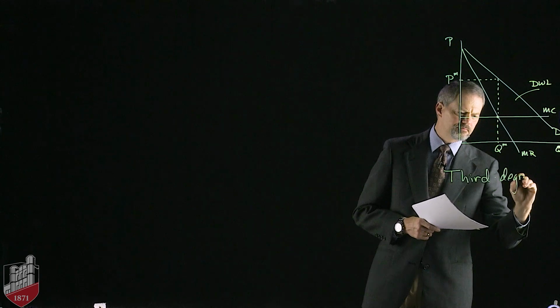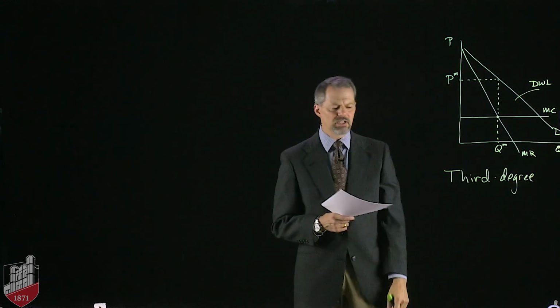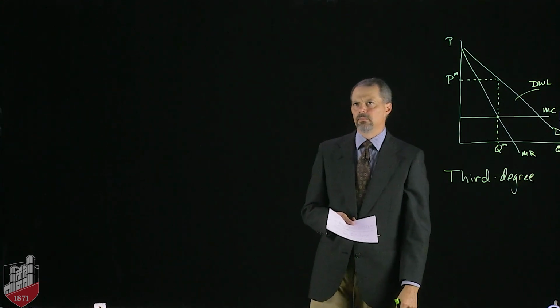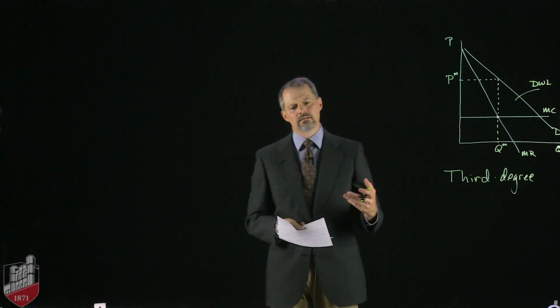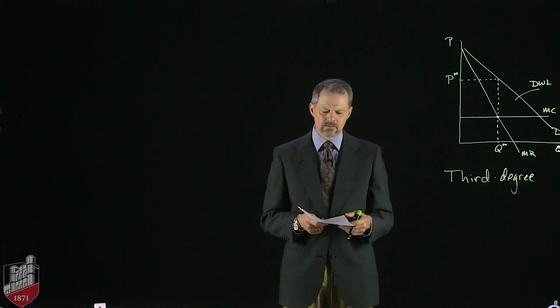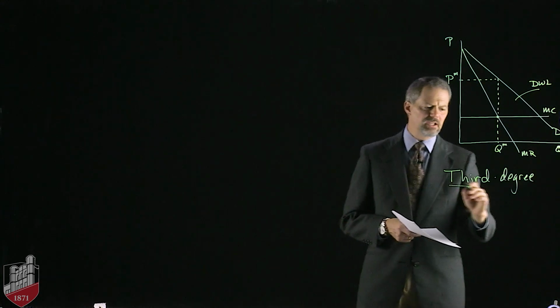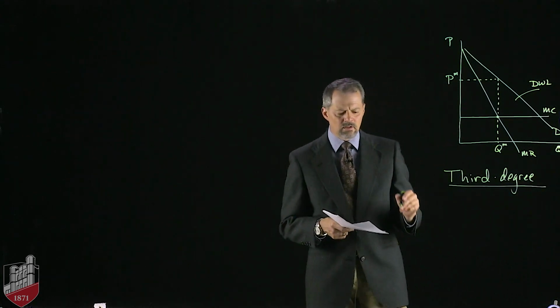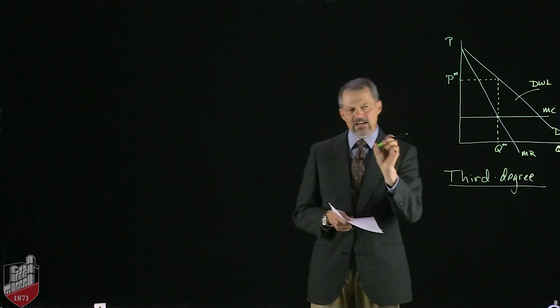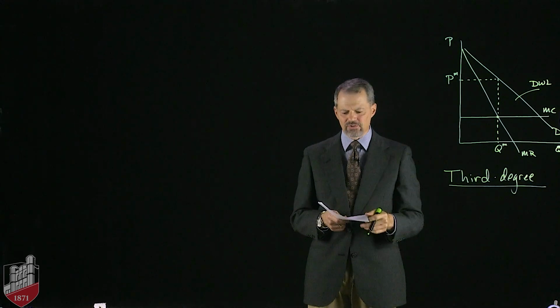Third-degree price discrimination. This is sometimes called group pricing. So for third-degree price discrimination, the firm is able to identify which group the consumer falls into.